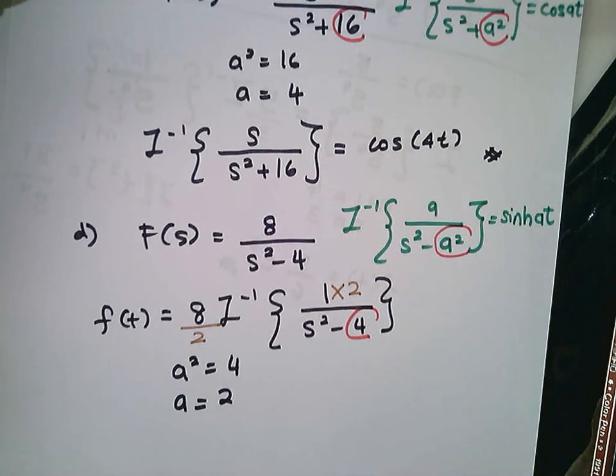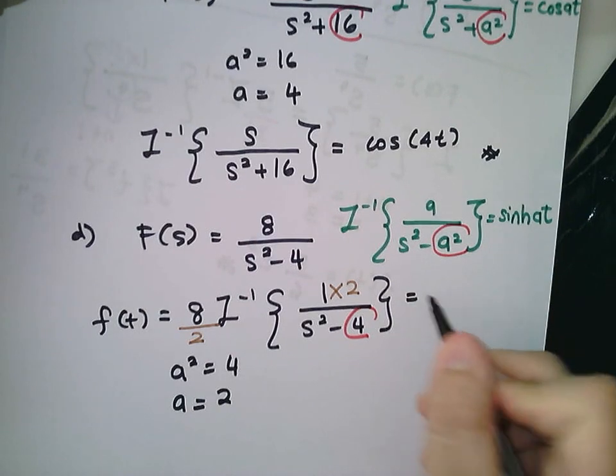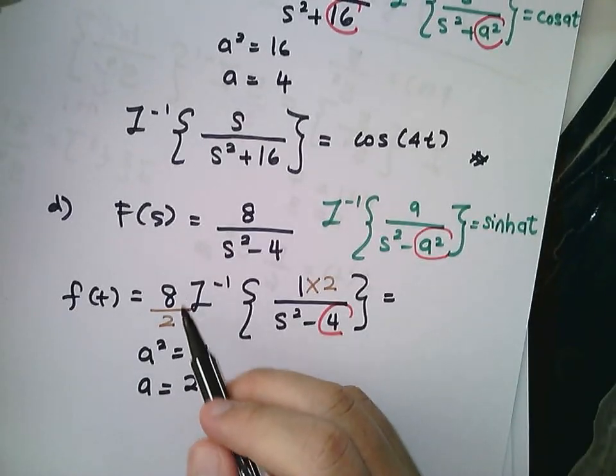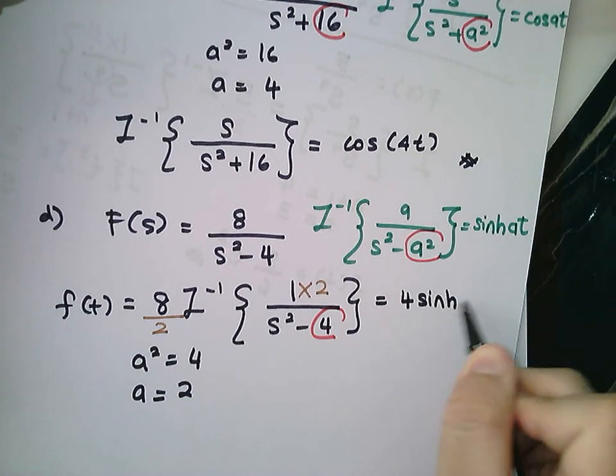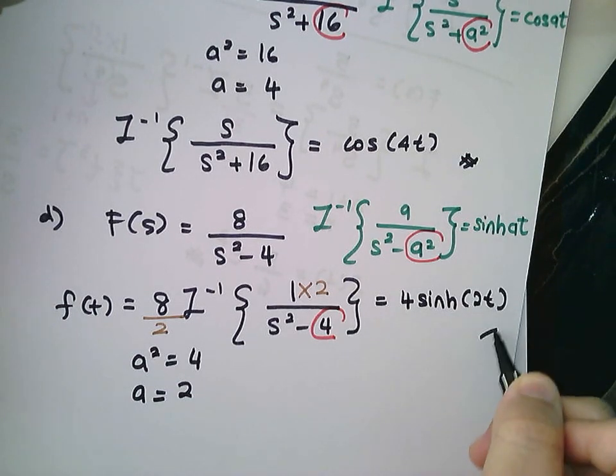Okay, so therefore your final answer should be this one. 8 divided by 2 is equal to 4, so 4 sinh 2t. So this is the answer.